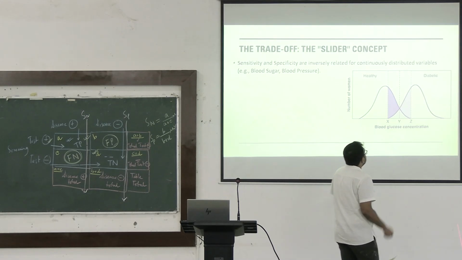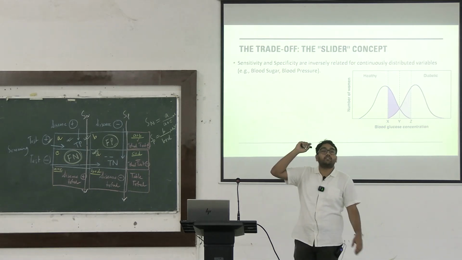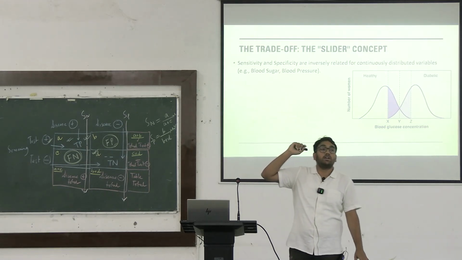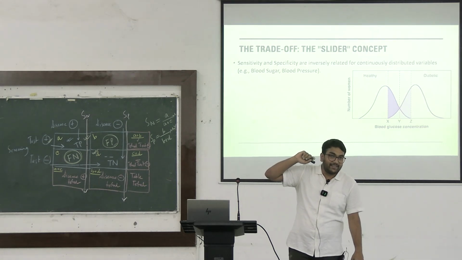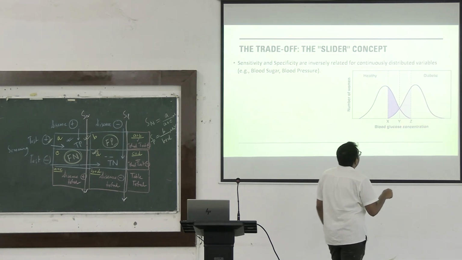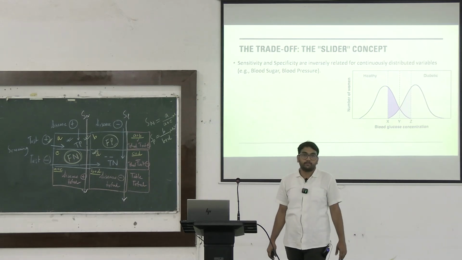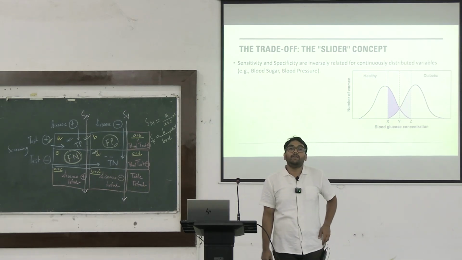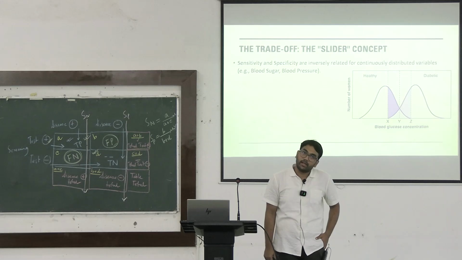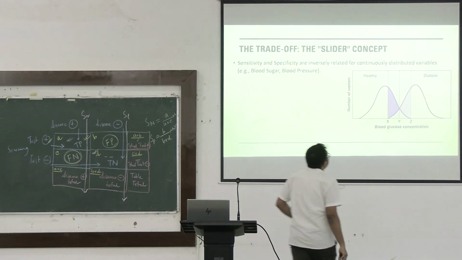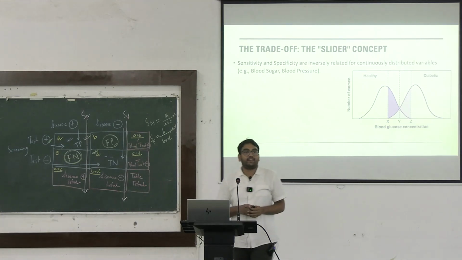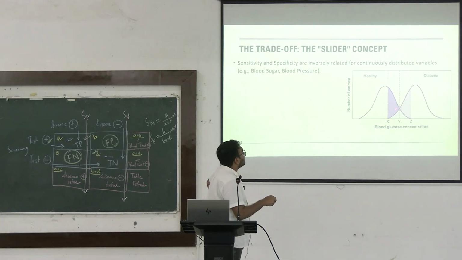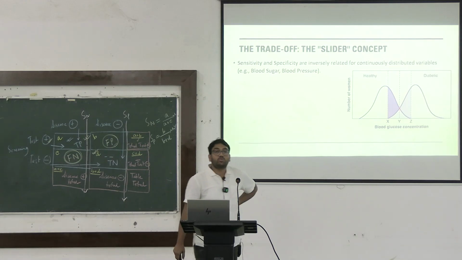Now imagine, what is the current cutoff for diagnosing people with diabetes with fasting blood sugar? 126, isn't it? Let it be 126. Now if it is 126, look at what we do. If it is 126, then who will be true positives?